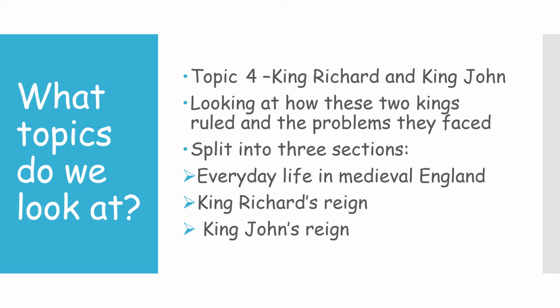The 4th topic we look at is King Richard and King John. We look at who these 2 kings were, how they ruled, and the problems they faced. Again, this is split into 3 sections. The first section is everyday life in medieval England. We look at what life was like for people living in England at the time, peasants, in towns, and Jewish people.